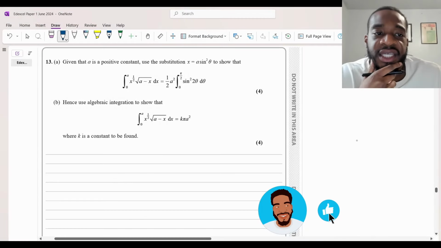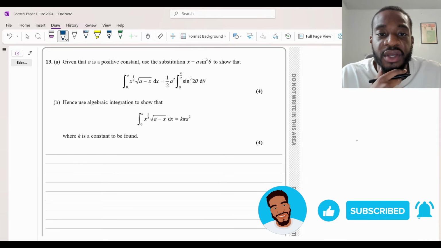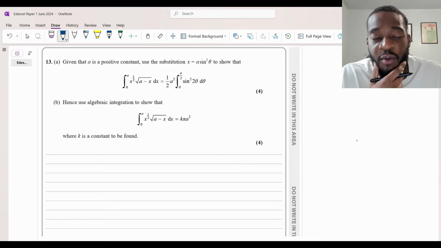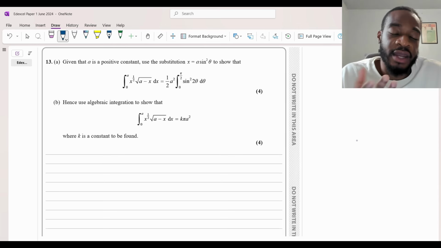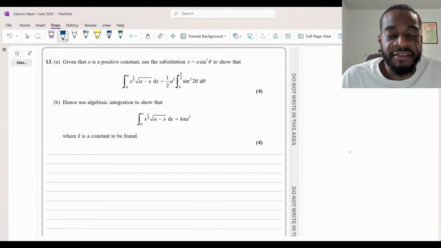Okay, so question 13 says, given that a is a positive constant, use the substitution x equals a sine squared theta to show that the integral between 0 and a of x to the half multiplied by root a minus x dx is equal to a half a squared multiplied by the integral between 0 and pi over 2 of sine squared 2 theta d theta, for 4 marks.